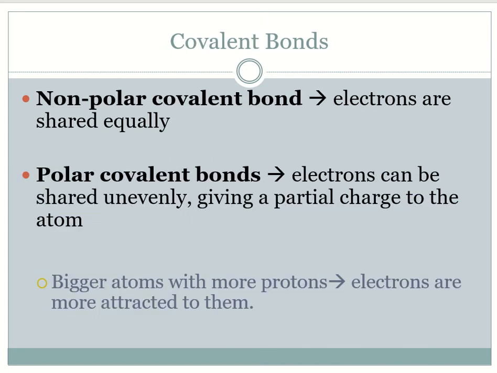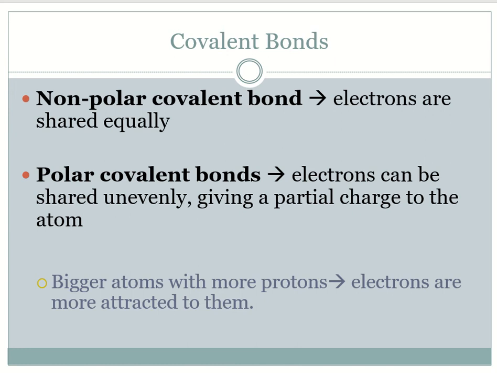We have a nonpolar covalent bond where the electrons are shared equally. So this is like whenever you share with a friend and you're able to say, well, I have 10 M&Ms and you can have 5 and I'll have 5, versus a polar covalent bond, which is where the electrons can be shared unevenly. And this is like when you're sharing with a younger sibling and you have 10 M&Ms and you say, I'll have 9, I'll give you 1.